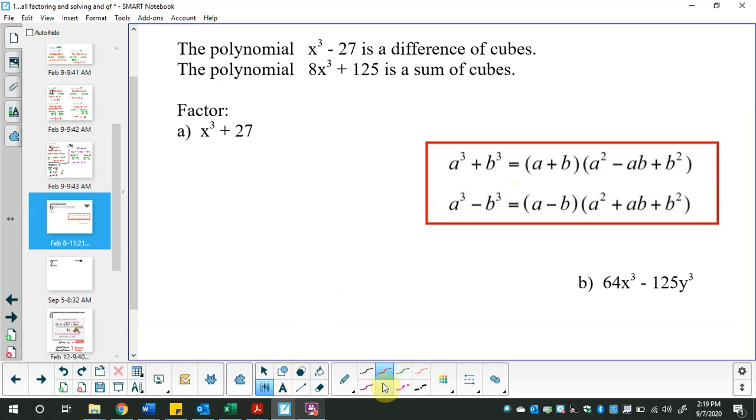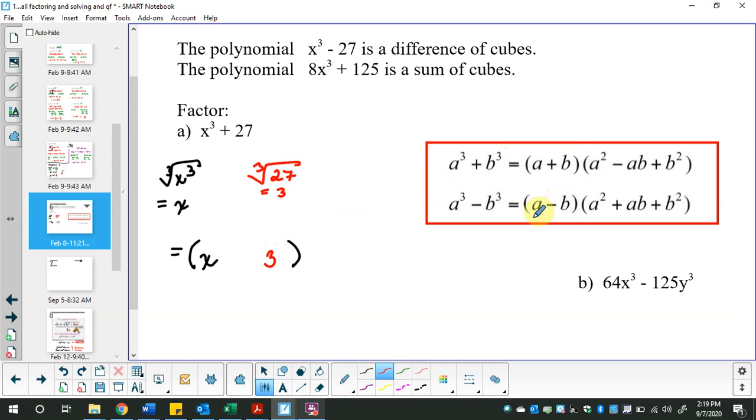So the first thing is I'm going to take the cube root of x cubed, which is x. So that's this position, which is this position, and that fits in this tiny binomial size bracket. Then I take the cube root of 27, 3 times 3 times 3, and I put that here. So you can see that. You can also see it here if you ignore the signs.